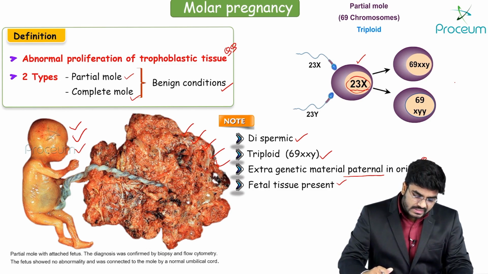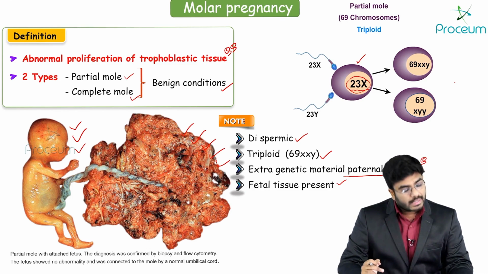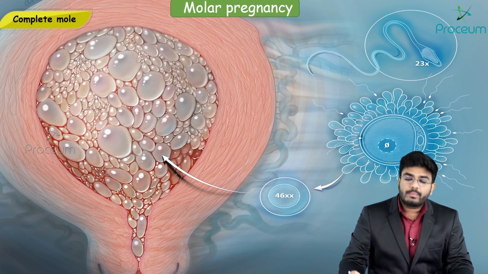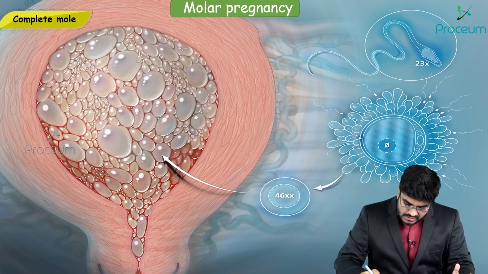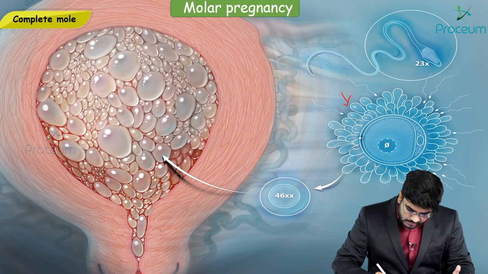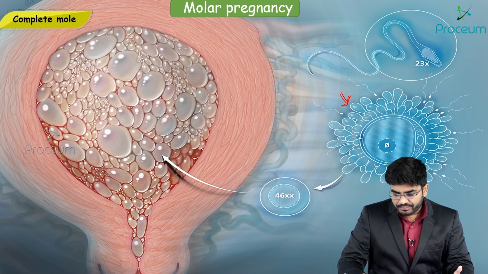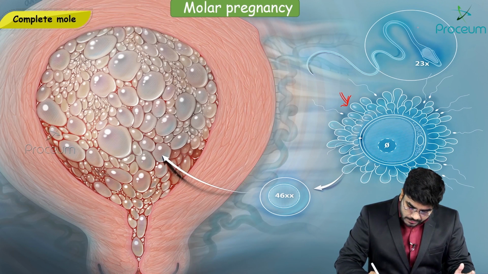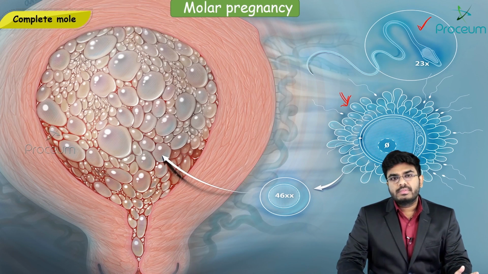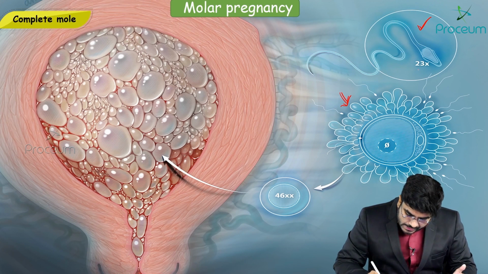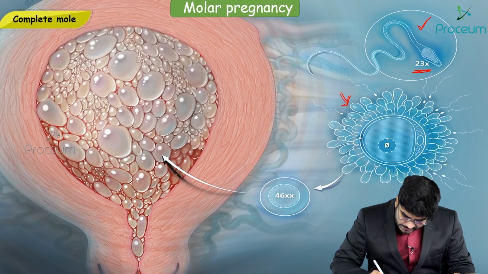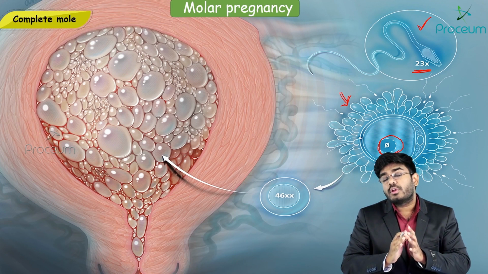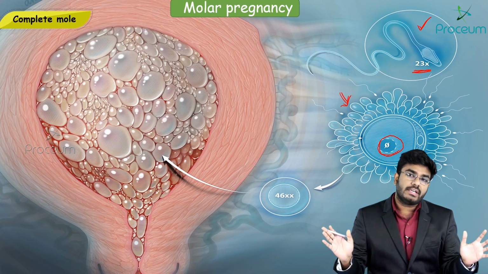Now, having said that, let's discuss complete mole. Why exactly is this complete mole happening? Please concentrate, guys. Whatever you are seeing over here, it's an ovum, and this is your sperm. This is something normal. The sperm is carrying 23 chromosomes. But here, please concentrate on the ovum. In the ovum, there is no genetic material, it is empty.